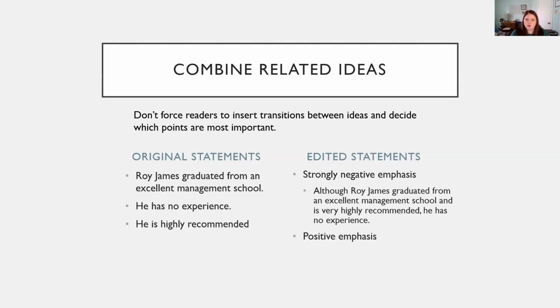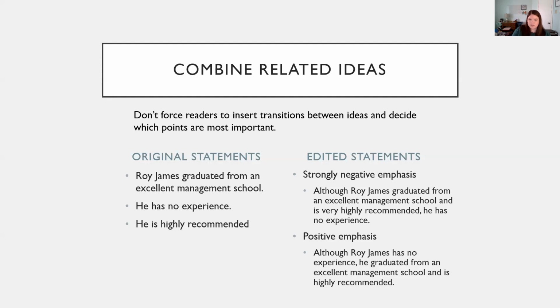So because you've used the word although, and you put the two positives up front, and then ended with he has no experience, you're putting the emphasis on he has no experience. So you are making those connections for the person who's reading. Whereas if you're going to establish a positive emphasis, you would say something like, although Roy James has no experience, comma, he graduated from an excellent management school and is highly recommended.